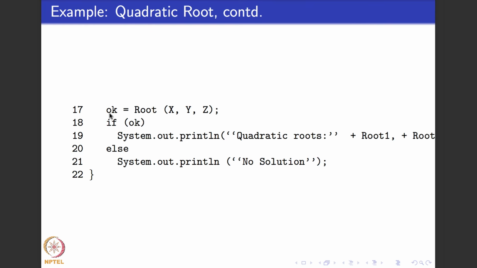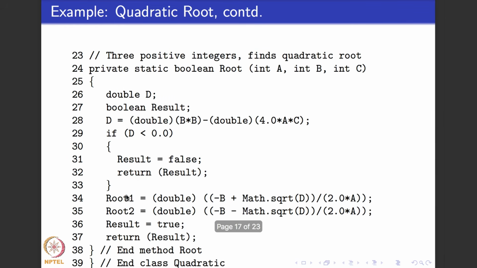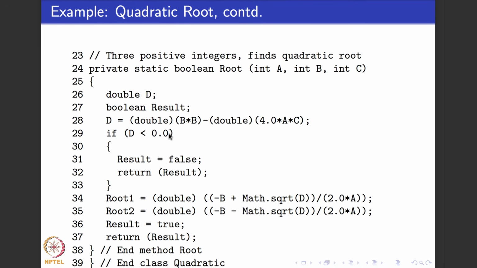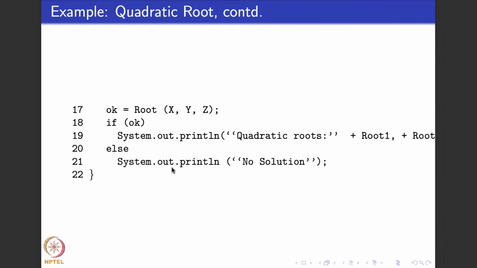So what if OK is true? If OK is true, that means I have computed root 1 and root 2 and stored them in these two variables. That's how I returned the result as true across these statements. If OK was false, then I have returned false, which means I haven't been able to compute the square root. So the system correctly prints.